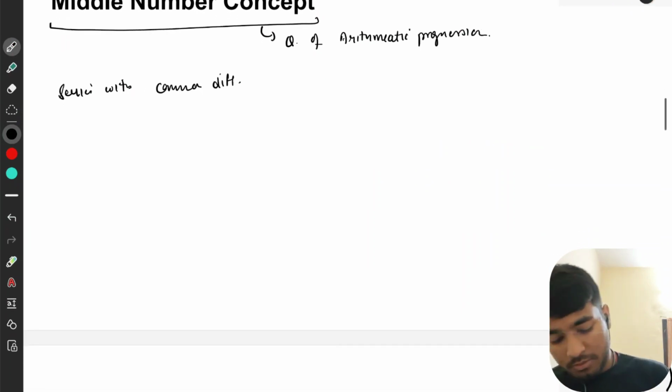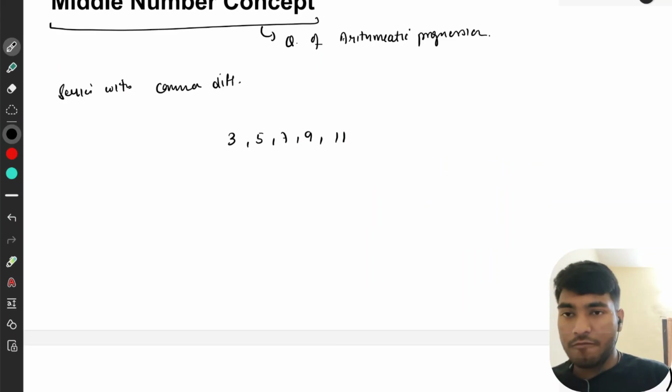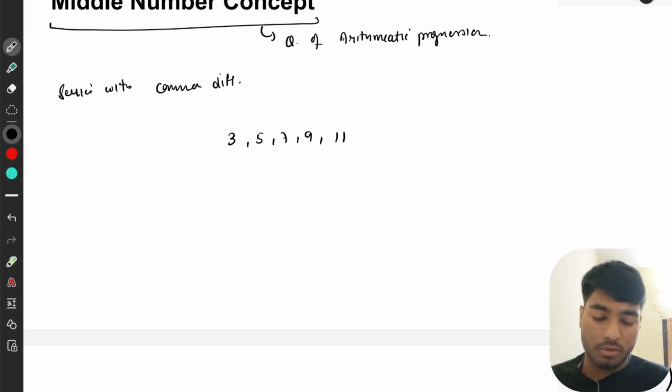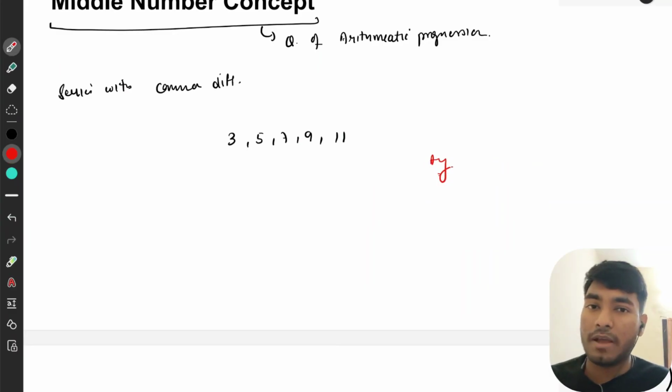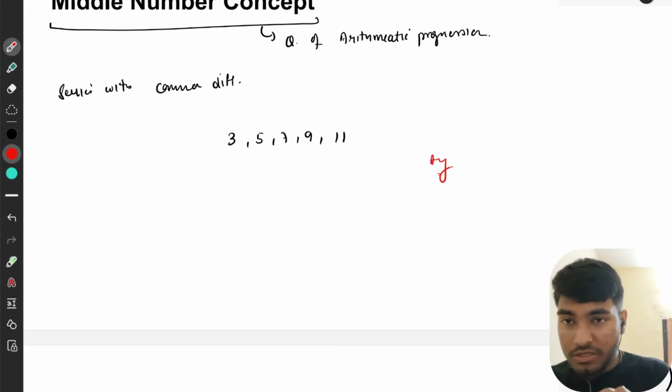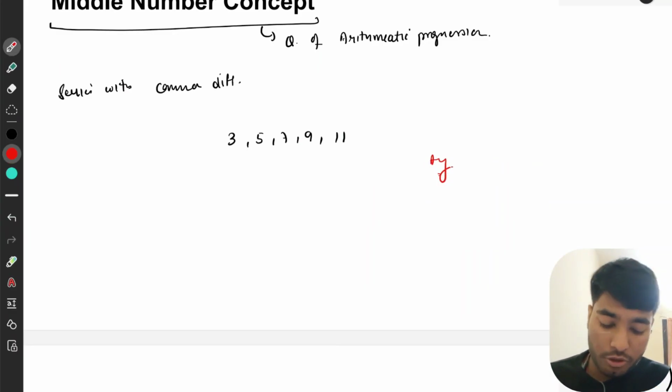What does it mean? If I say that I am giving you 3, 5, 7, 9, 11, find it. I have given you a series of numbers and I ask you to find the average here. So how will you find the average? First find whether this is an arithmetic progression or not.